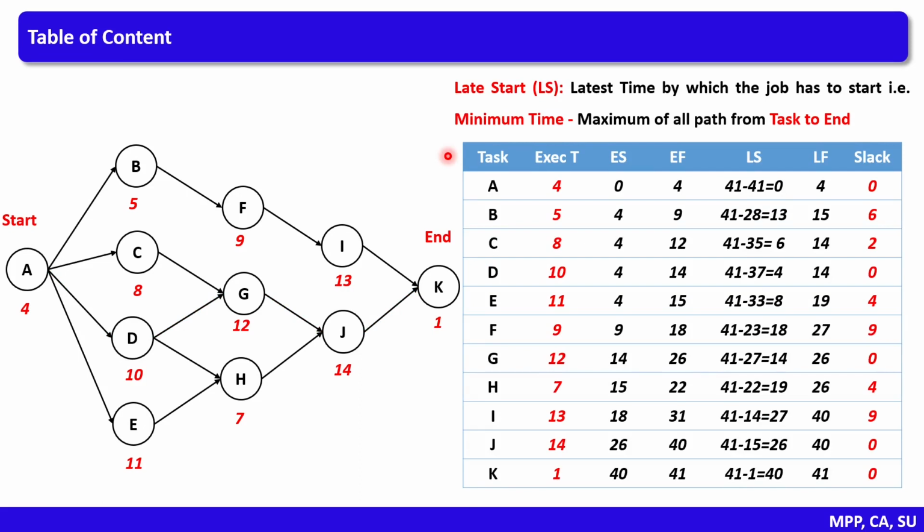Likewise, here we have estimated early start, early finish, late start, late finish and slack for all the tasks that are there in the activity network. Here you will also observe that the slack for an activity along the critical path will be 0. Slack for A is 0, slack for D is 0, slack for G is 0, slack for J is 0, likewise slack for K is 0. These are the activities along the critical path.